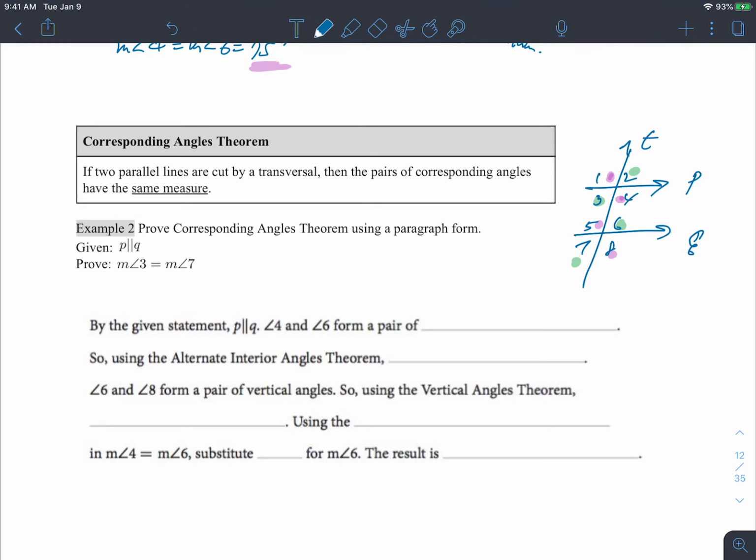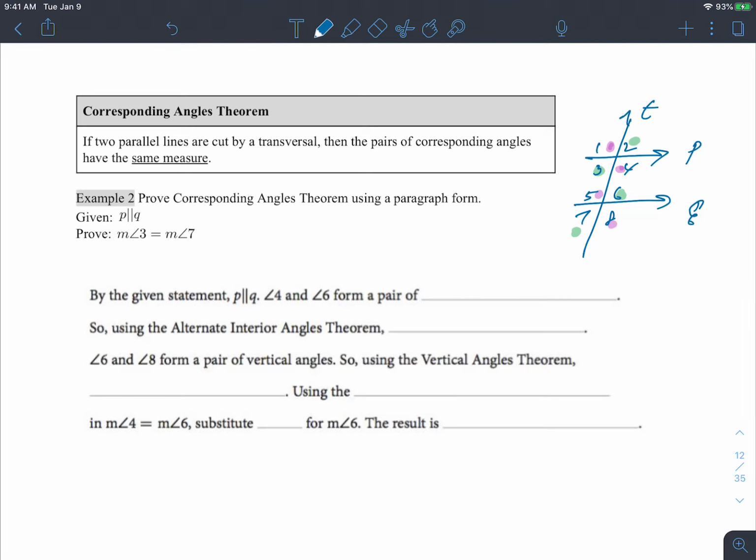Okay, we know that angle 4 and 6, according to this form. Did I mess up? Oh, I did. So that should have been 1, 2, 3, 4 right there. Oh, silly me. All right, so angle 4 and 6 are supposed to be a pair of alternate interior angles, right? So we're using the alternate interior angle theorem. We know that the measure of 4 and 6 are equal to each other, or you could say that they're congruent to each other, right? I'm okay with either one.